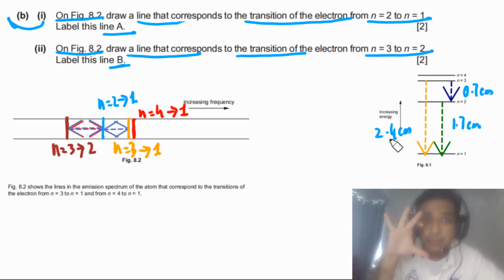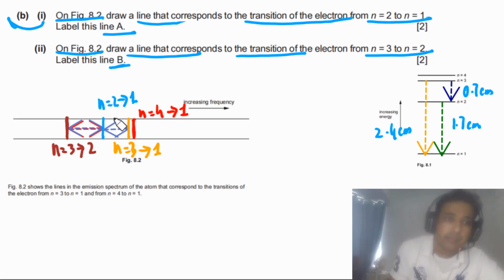Your values will be different because I'm using this paper, and this paper has a different scale from the original exam, but the ratio will be the same. This gap will be smaller compared with this gap. So if you measure with a meter rule and draw the line, your ratios will be the same, but you will not get these values.